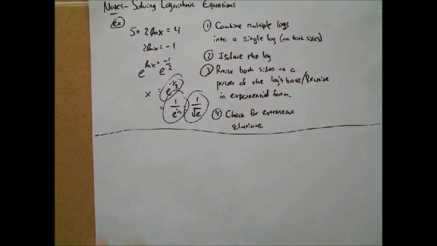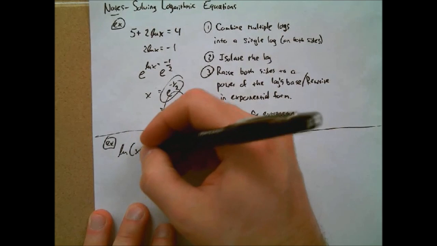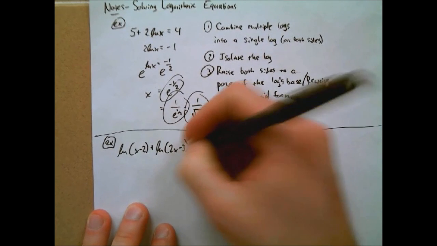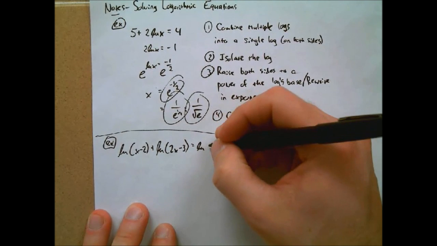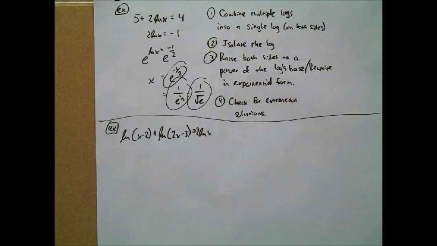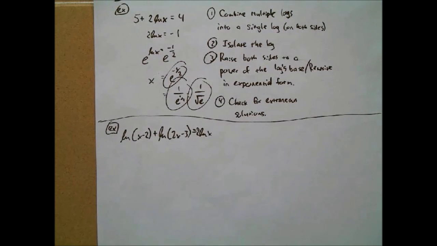All right, so let's do one now with multiple logarithms. Natural log of x minus 2 plus natural log of 2x minus 3 equals twice the natural log of x. So we have multiple logarithms here.